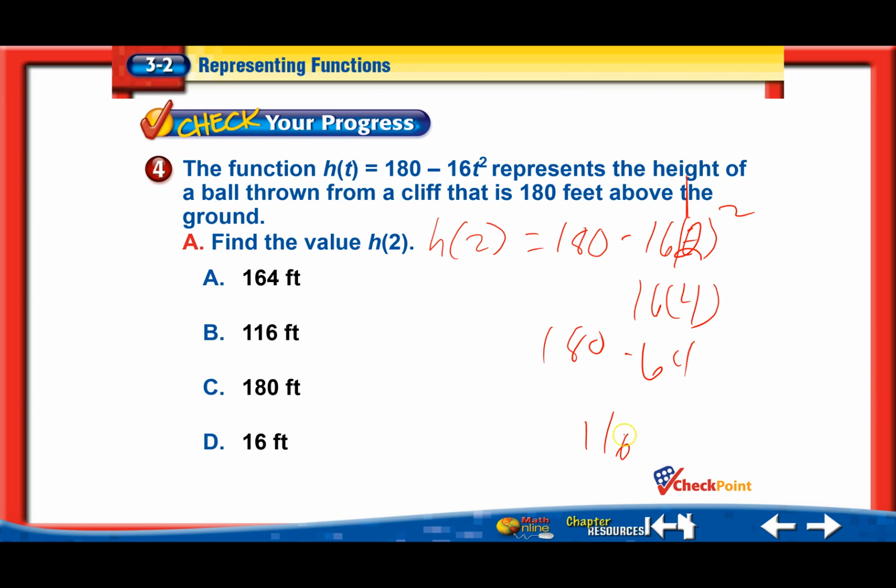116 equals h of 2. I like it when I'm right.